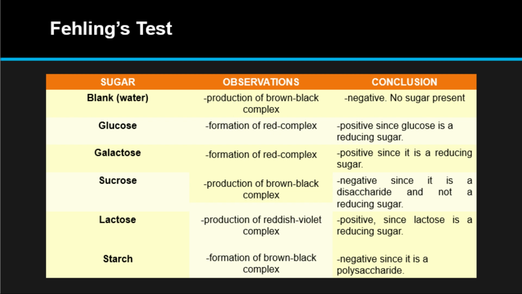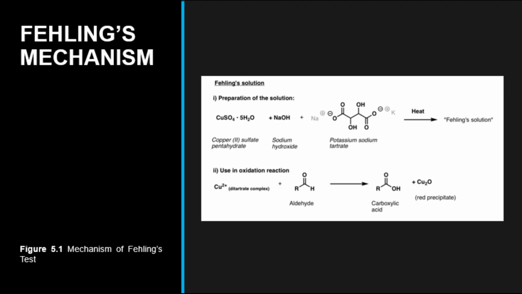Although it's a disaccharide, it is a reducing sugar because it contains a glucose unit which is free to interact with the oxidizing agents. Lastly, starch, of course, negative result. It is a polysaccharide, guys. Mechanism of Fehling's test: the ditartrate complex reacts with an aldehyde, hence the formation of a carboxylic acid and the red precipitate, the copper oxide.